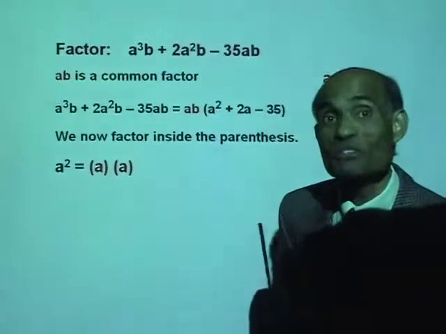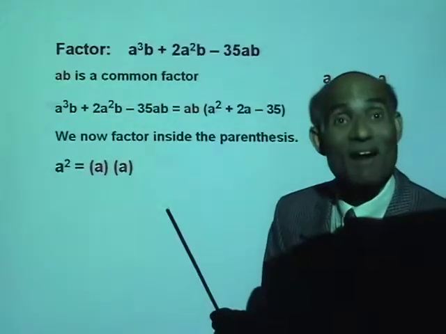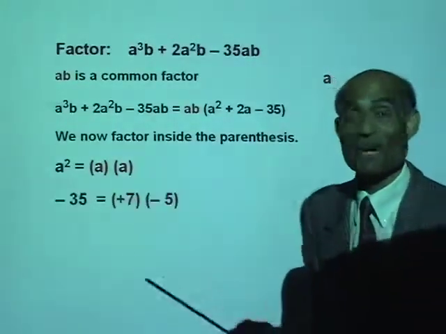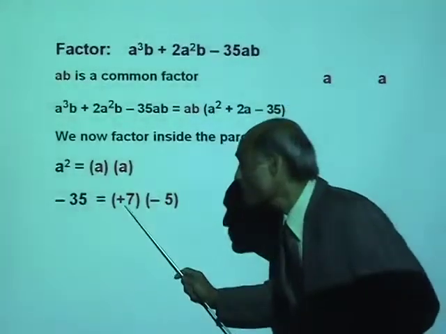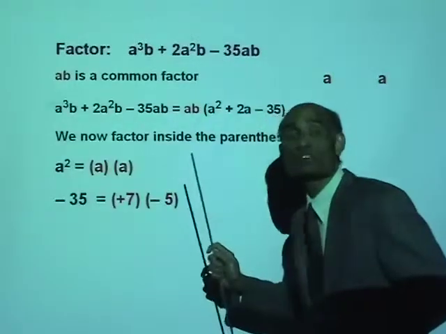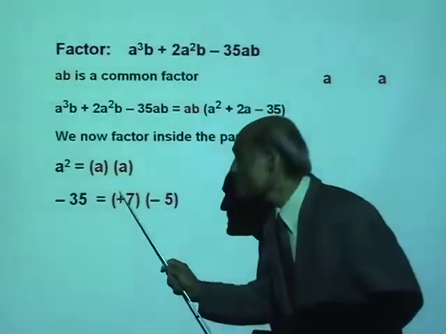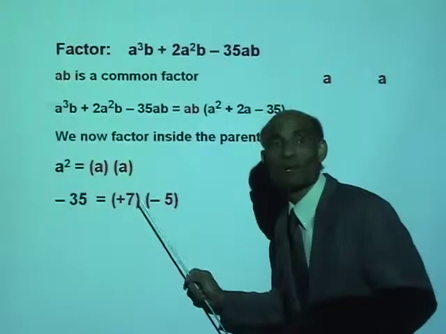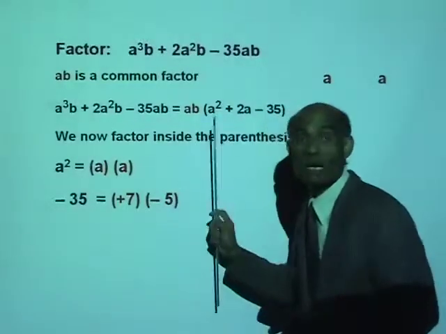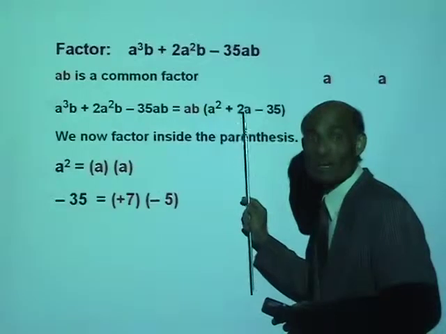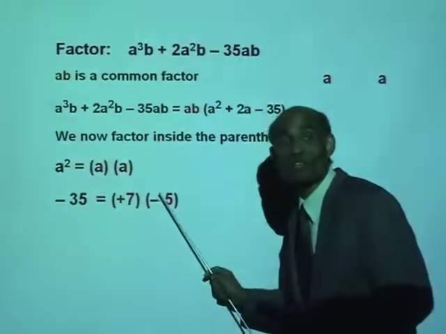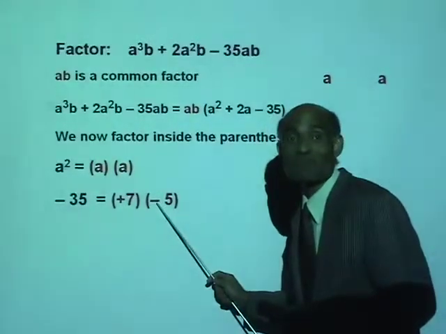How about positive 7 and negative 5? Right? Negative 35, factor it as positive 7 times negative 5. Why did I choose 7 to be positive? Because 7 is the bigger number here and I know the middle term is positive. That's why I chose 7 to be positive and 5 to be negative.